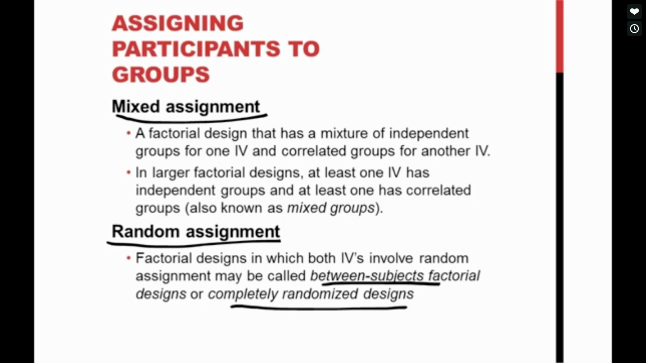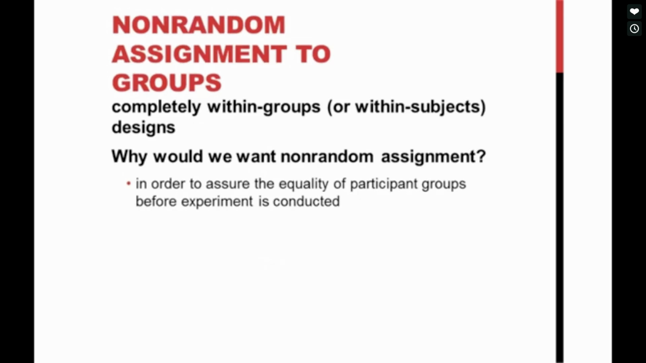If you have more than 2 independent variables, at least one of your independent variables is independent groups, and at least one has correlated groups. When we talk about the design type here, we would say this assignment to groups is mixed groups. Now, as you know, of course, we also have within subjects designs, that is non-random assignment to groups. This is where all of our subjects are within all of our levels of that independent variable. We may want to do this in order to assume the equality of our groups before our experiment is conducted.